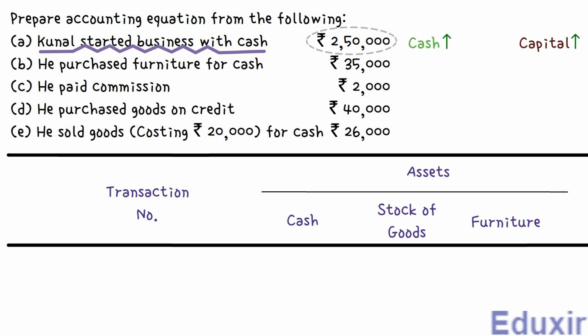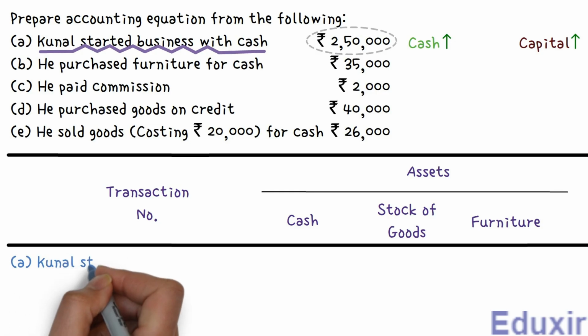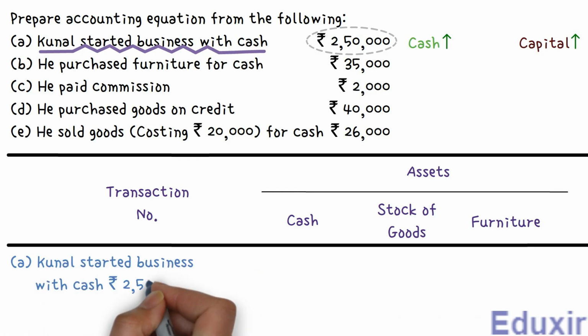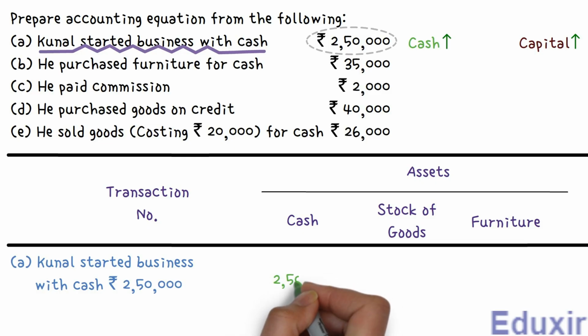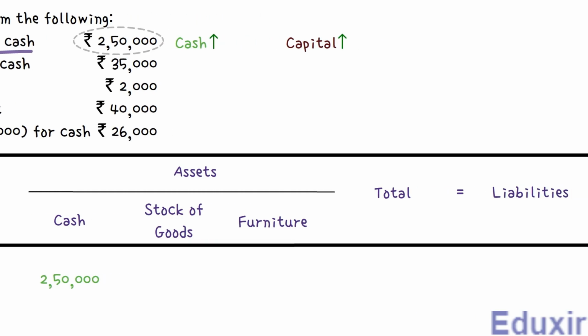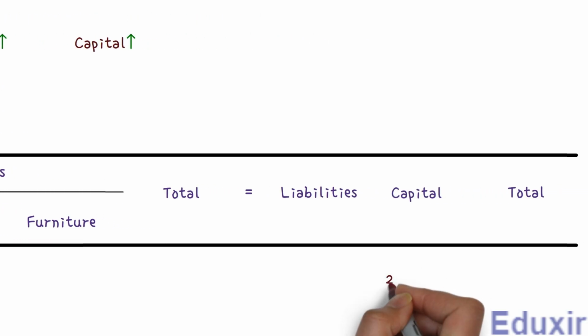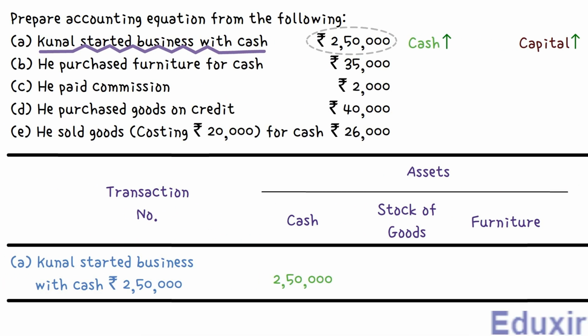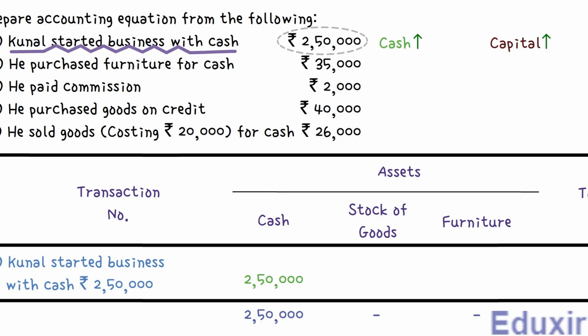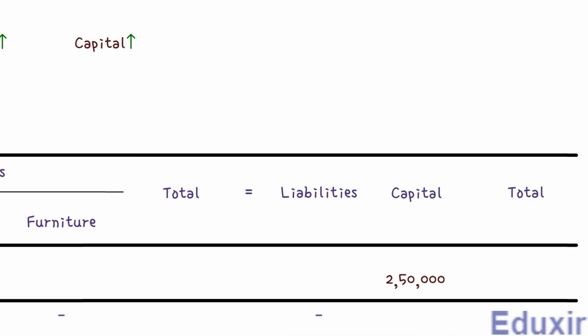Let's first write the transaction description as Kunal started business with cash 2,50,000 rupees. Now, as there is an increase in the cash, these 2,50,000 rupees should be written in the cash column. At the same time, as there is an increase in the capital, the amount of 2,50,000 rupees should be written in the capital column. Now, at the end of this transaction, the business has 2,50,000 rupees of cash. No stock of goods yet, no furniture yet, no liabilities yet, the initial capital of 2,50,000 rupees.